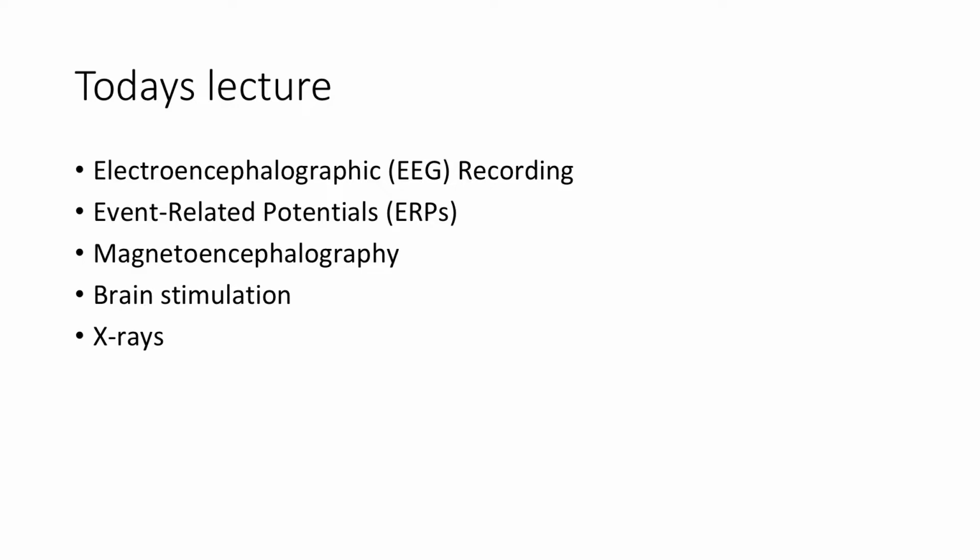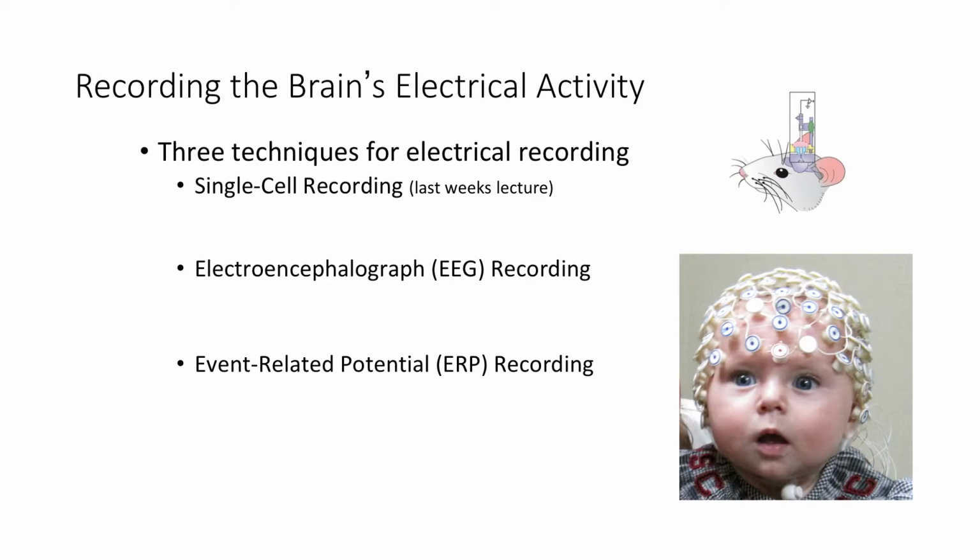So today we're going to talk about electroencephalographic recording, or EEG for short. I'm sure you guys have heard of that before. Then we're going to talk about event-related potentials, which is technically a part of EEG. So we'll dive a little deeper into that. Then we're going to talk about magnetoencephalography. It's a long word. Then we're going to talk about some various forms of brain stimulation, including deep brain stimulation and some other methods. And then we're going to talk about X-rays and CT scans, etc. So let's dive a little deeper into that.